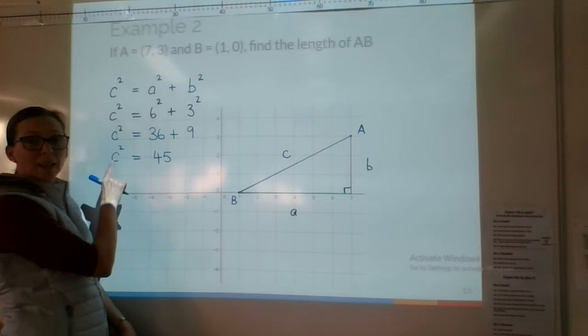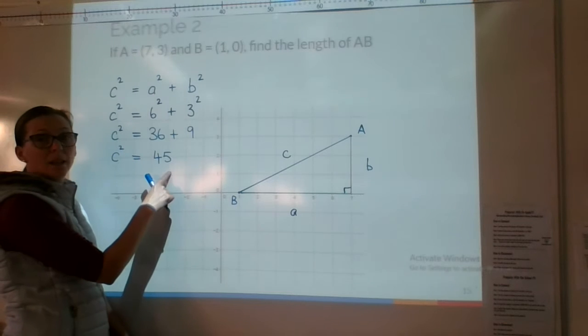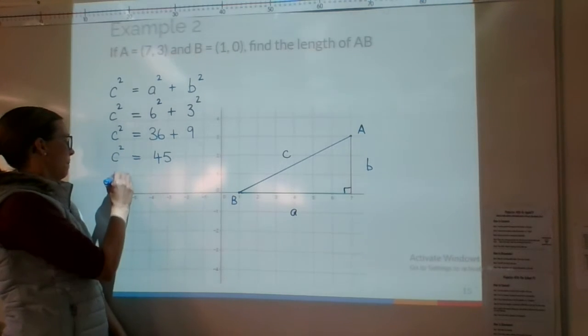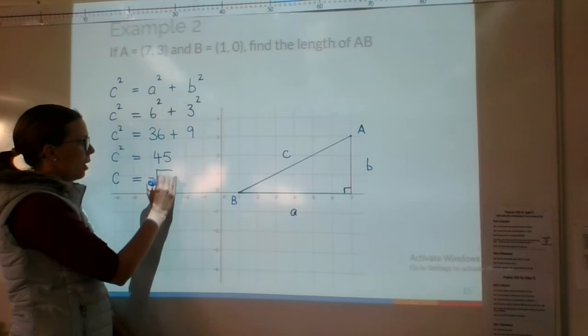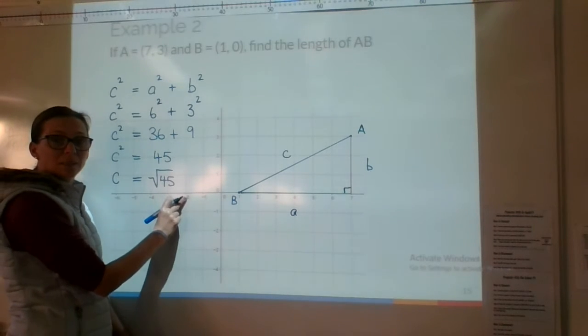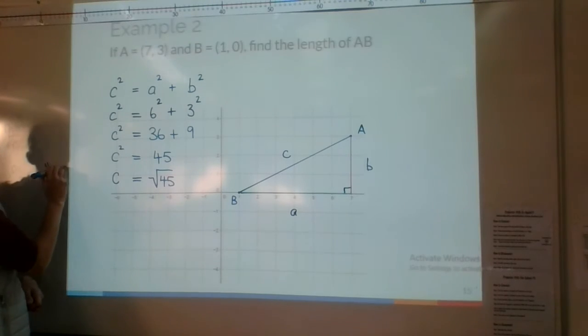Now we need to find the length of C. The only way to do this, because we've got C squared equals 45, is to take the square root of both sides. So the length of the diagonal is going to be equal to the square root of 45. Now, when our answer looks like this, we call it surd form. I'll just write that here, surd form.